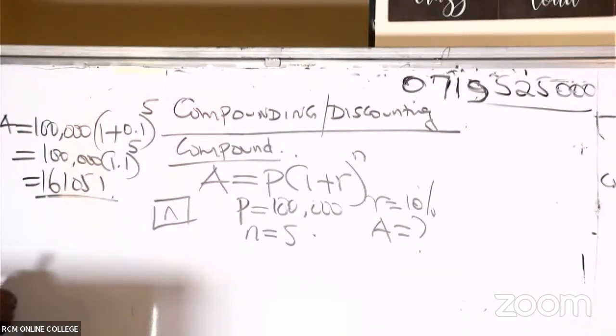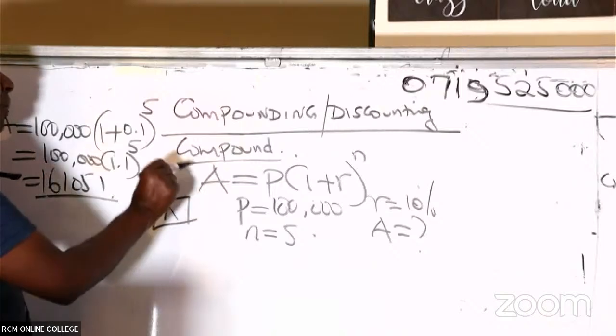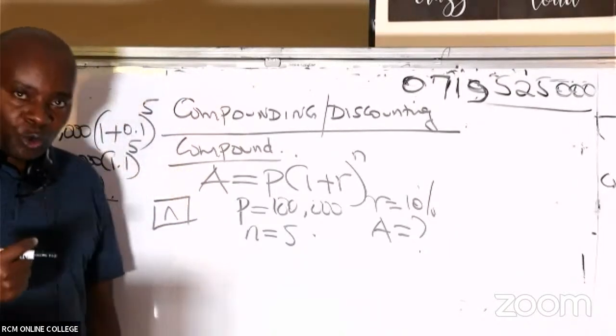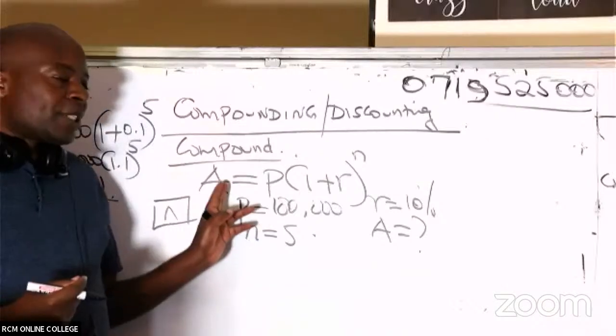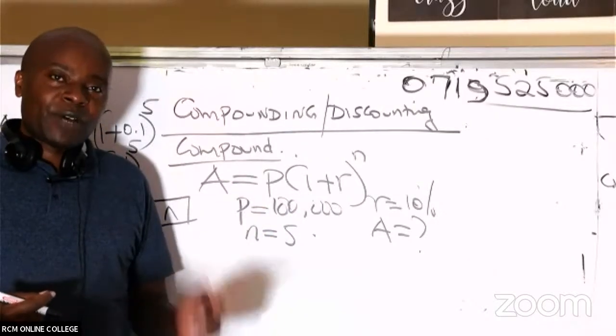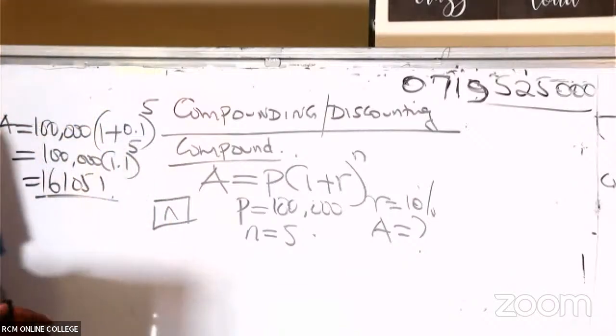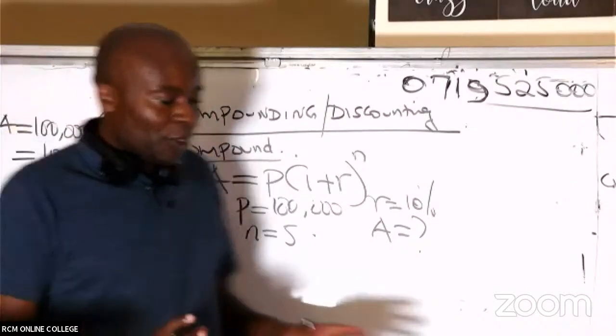So we're getting this 161,051 as the total. Ladies and gentlemen, remember this amount you're going to get, the cumulative amount, is what we call the future value. So whenever you see this amount A, it's also known as your future value. And now that is what connects my arguments today.